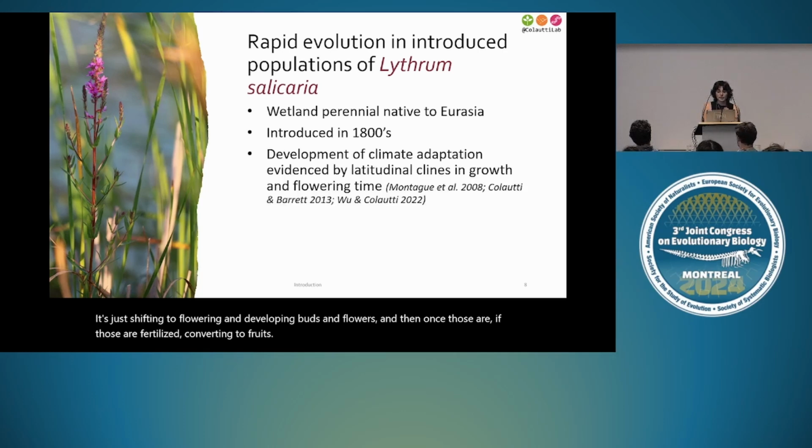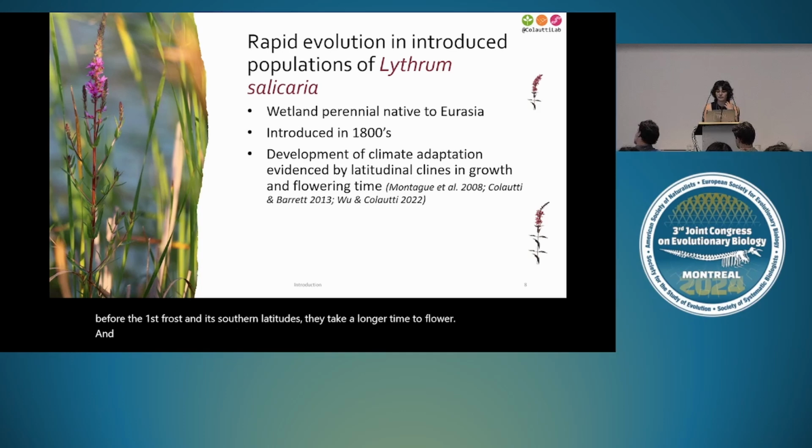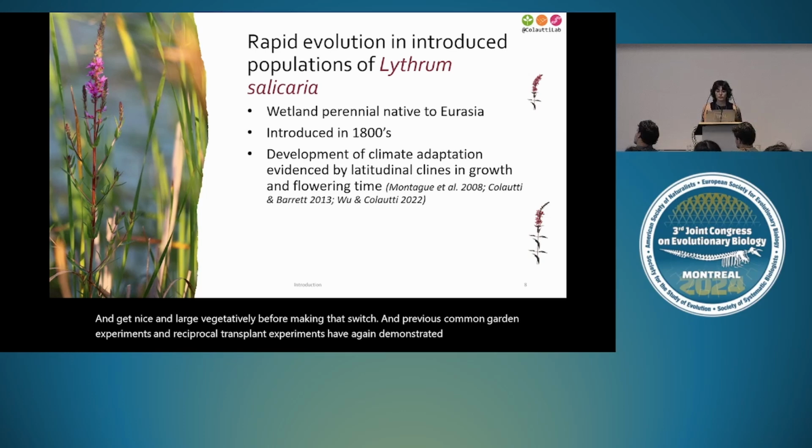And what we see is that plants from the northern end of the introduced range, where it's colder and the growing season's shorter, stay small and flower early, just like we would predict in those local adaptation models, in order for plants to complete a full life cycle before the first frost. And at southern latitudes, they take a longer time to flower and get nice and large vegetatively before making that switch. And previous common garden experiments and reciprocal transplant experiments have again demonstrated that this is locally adapted to season length.